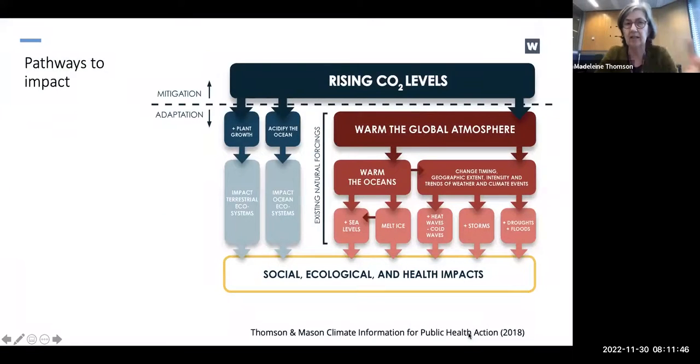We know, of course, that there are many pathways to impacts on health, and I'm just illustrating here with rising CO2 levels, but of course there are other greenhouse gas emissions that are important, and there are other mechanisms that are important that go through the oceans as well as through the atmosphere. And so there are many complicated pathways for climate change to interact with health.